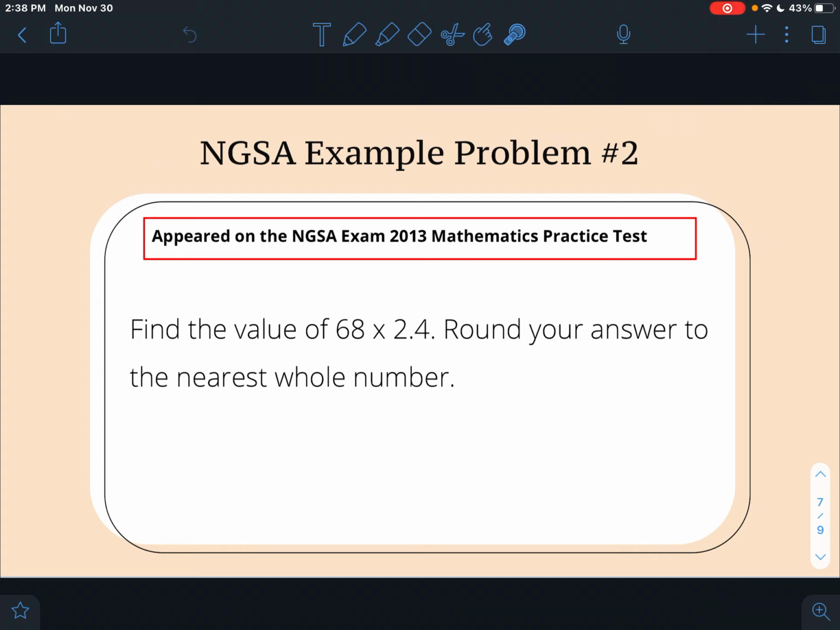Now let's look at another example. So this question asks, find the value of 68 times 2.4. Round your answer to the nearest whole number. This question came from the NGSA exam 2013 free response. They asked you to solve 68 times 2.4, then round the answer to the nearest whole number. Now take a minute to pause this video and try to work out this problem on your own.